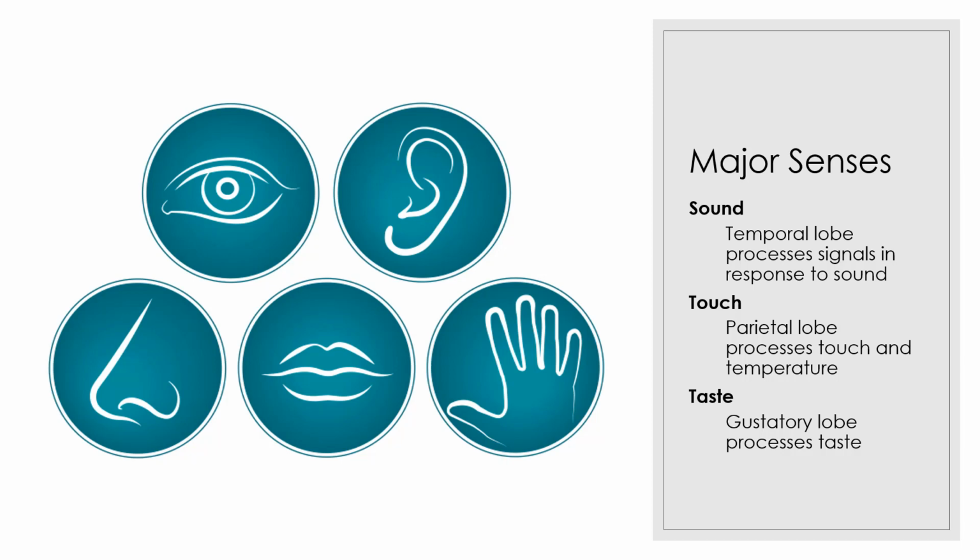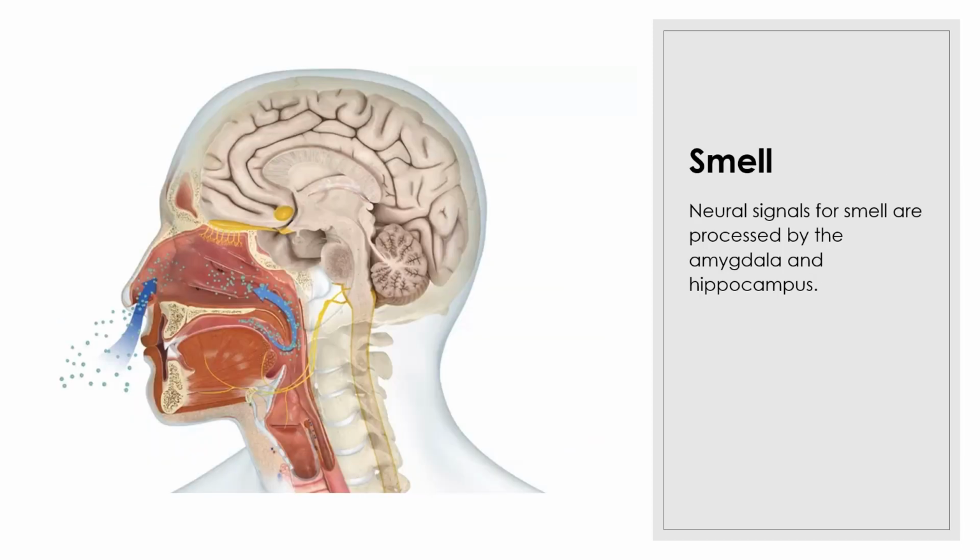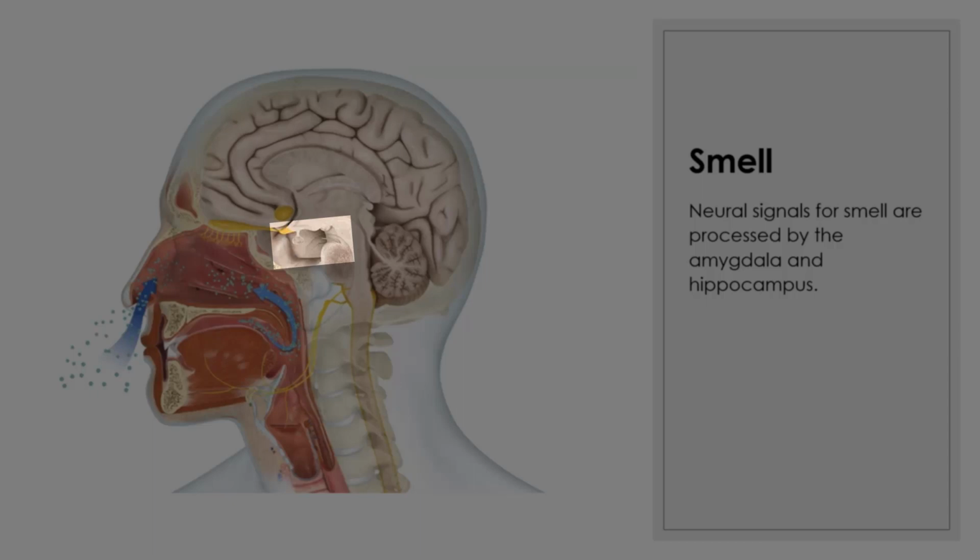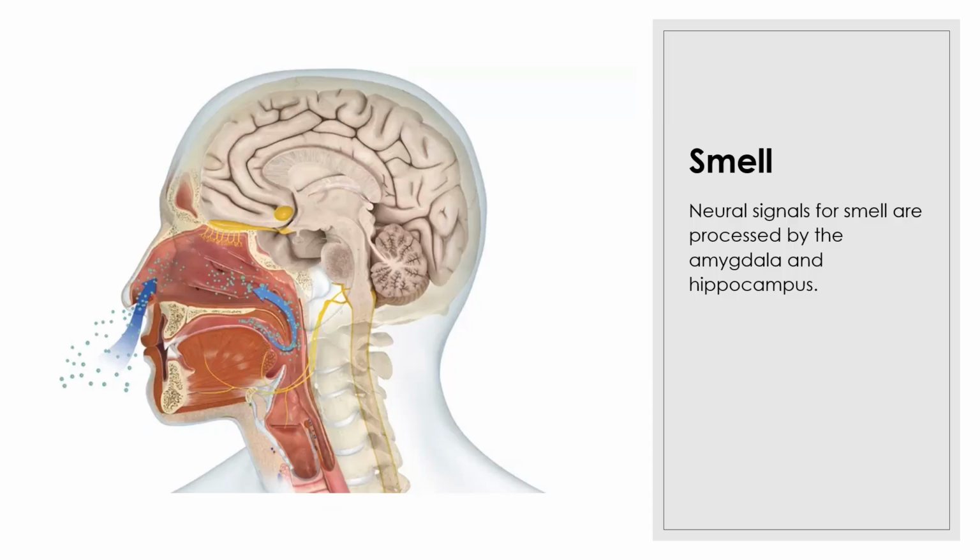Now, the only stimulus that this doesn't apply to is smell. Instead, neural signals for smell don't pass through the thalamus. Where they actually go is through the amygdala, which is associated with emotion, and then also through the hippocampus, which is associated with memories. And this is one of the reasons why for a lot of people, certain smells can trigger memories.